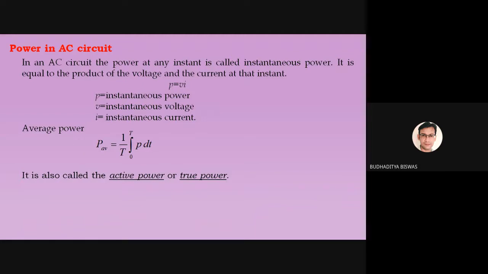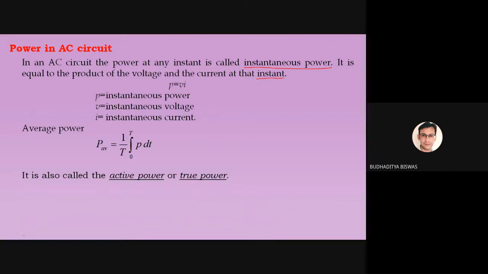So in an AC circuit, the power at any instant is called instantaneous power. So first one is the instantaneous power. What is the definition of instantaneous power? At any particular instant, because this is a sine wave, at different instants of time we have different values because the values are continuously changing. So at a particular instant, what will be the value of the voltage and current? If we multiply these two, then we get the instantaneous power. So it is equal to the product of voltage and current at that particular instant.